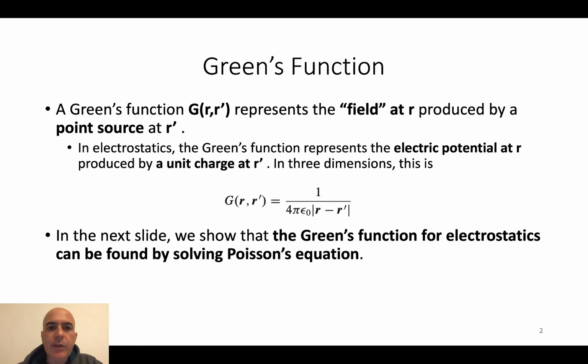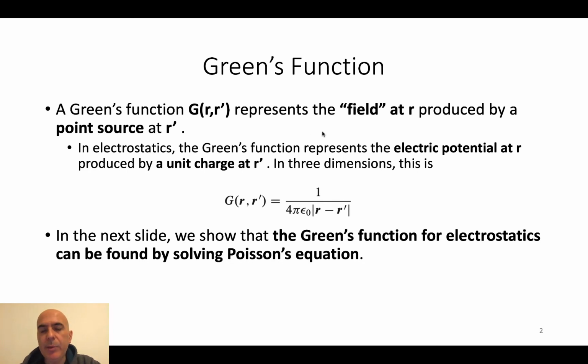What is the Green's function? Well, a Green's function that we are going to call G depends on two things: R and R prime. R is the position where we want to calculate the function, and R prime is where we have the source. So the Green's function represents the field at the position R produced by a point source at R prime. Here I emphasize a point source.